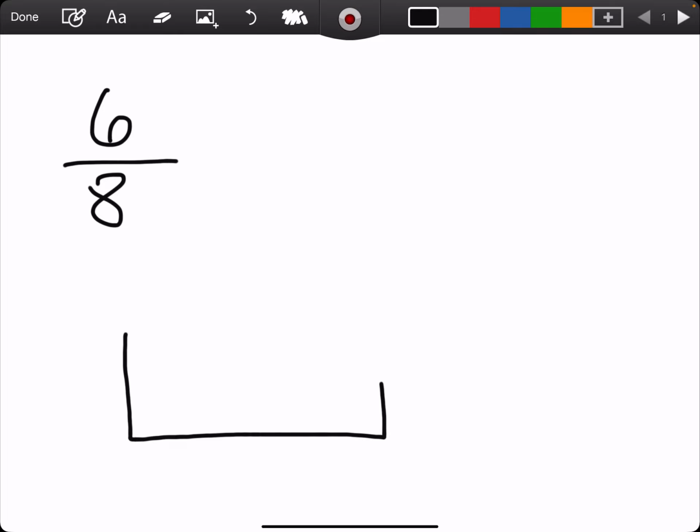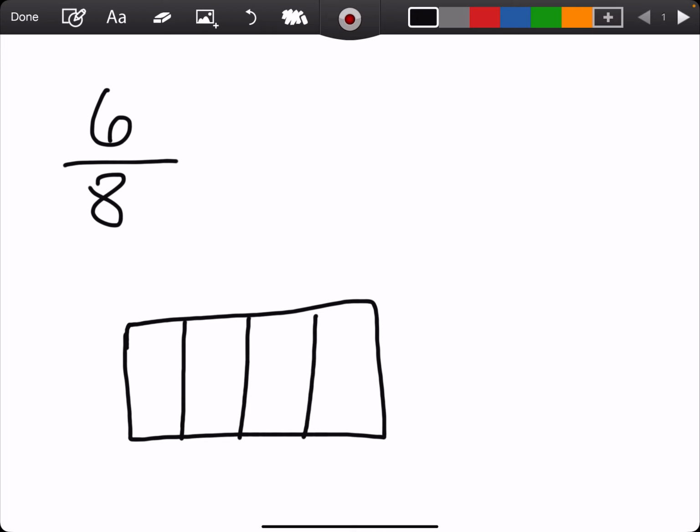All right, I'm going to make this video on making equivalent fractions using division. Okay, so I just wanted to go over. Let me start with the fraction 6/8. If we have 6/8, the first thing I want to do is show a model. I'm going to show a rectangle and split it up into eighths.